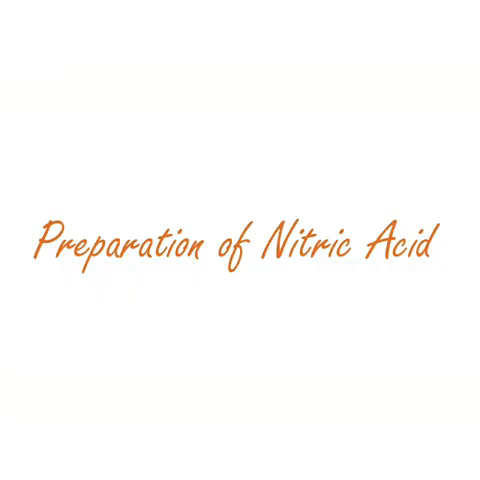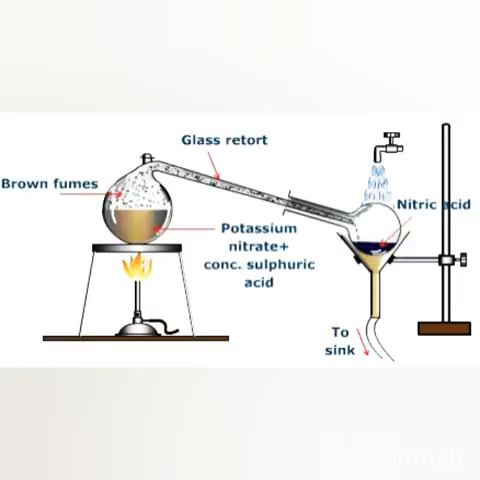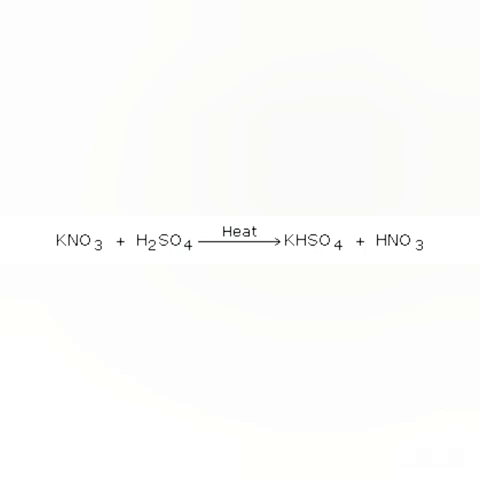Now we'll study the method of preparation of nitric acid. In laboratory, nitric acid can be prepared by heating concentrated sulfuric acid with potassium nitrate. The process of heating is carried out in a glass retort and vapors of nitric acid are condensed in a receiver, which is further cooled by water. You can see the reaction between potassium nitrate and sulfuric acid to form the nitric acid. So this is the laboratory preparation of nitric acid.